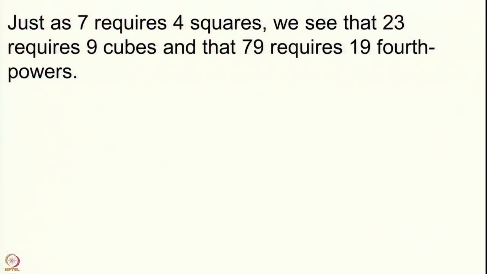Further, let me just recall for you that 7 does require 4 squares. You cannot write 7 as a sum of 3 squares. Similarly, 23 will require 9 cubes. So, 23 is a number which does require 9 cubes. You cannot write it as a sum of 8 cubes, and you also have that 79 will require 19 fourth powers.